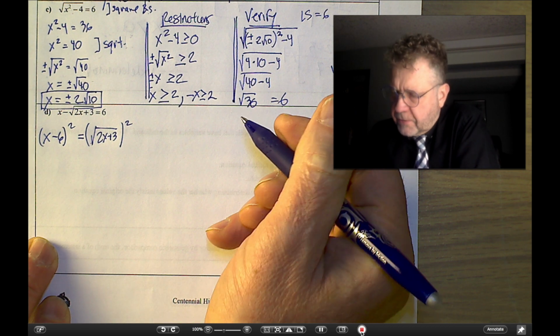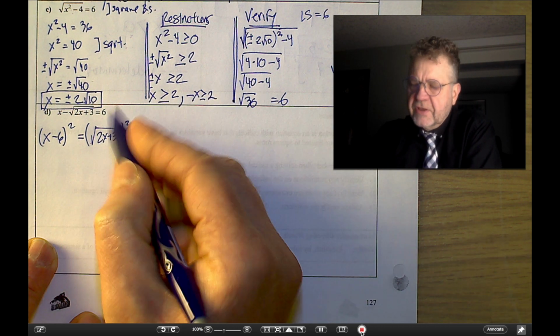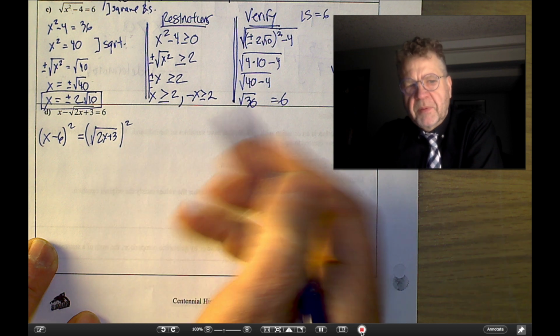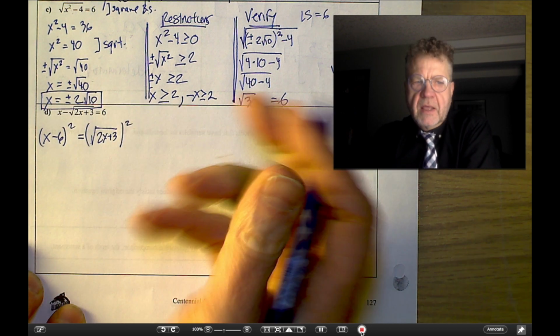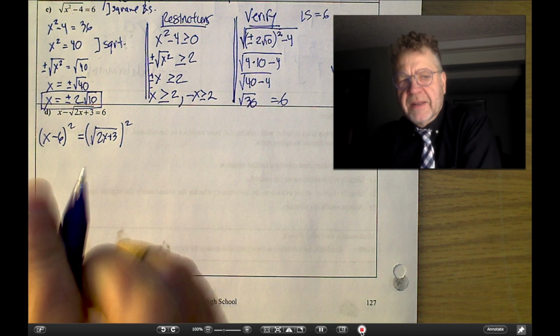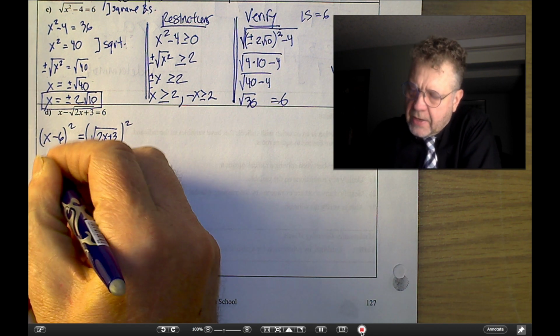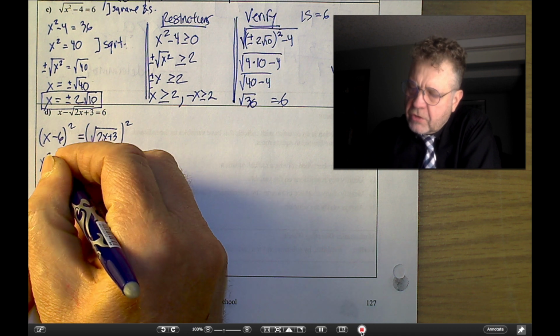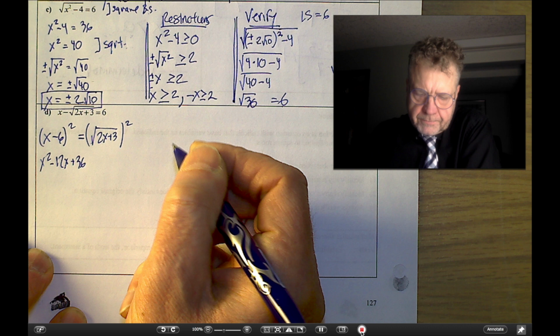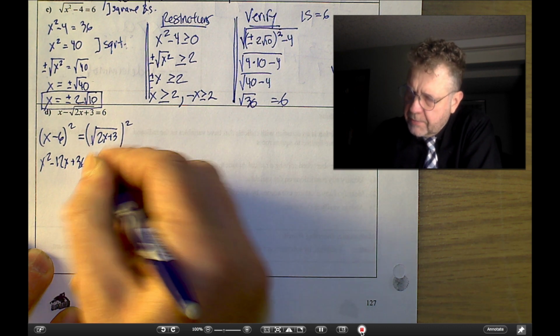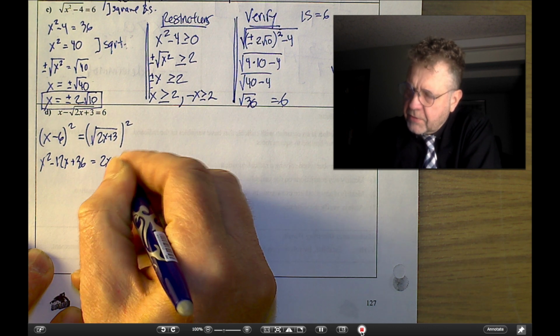What's that going to do for me? Well, on the right side, it's going to get rid of the radical. I'm going to be left with 2x plus 3, which is great. But on the left side, when I square (x minus 6), I'm going to get x squared minus 12x plus 36, which is going to be equal to 2x plus 3 over here.